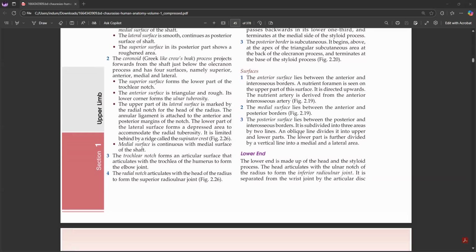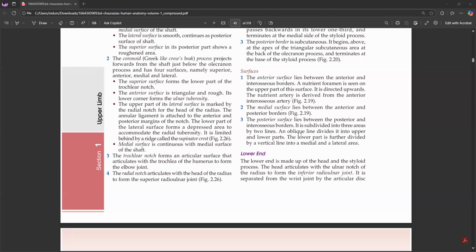Surfaces. Number 1. The anterior surface lies between the anterior and the interosseous borders. A nutrient foramen is seen on the upper part of this surface. It is directed upwards. The nutrient artery is derived from the anterior interosseous artery, figure 2.16. Number 2. The medial surface lies between the anterior and posterior borders, figure 2.19.